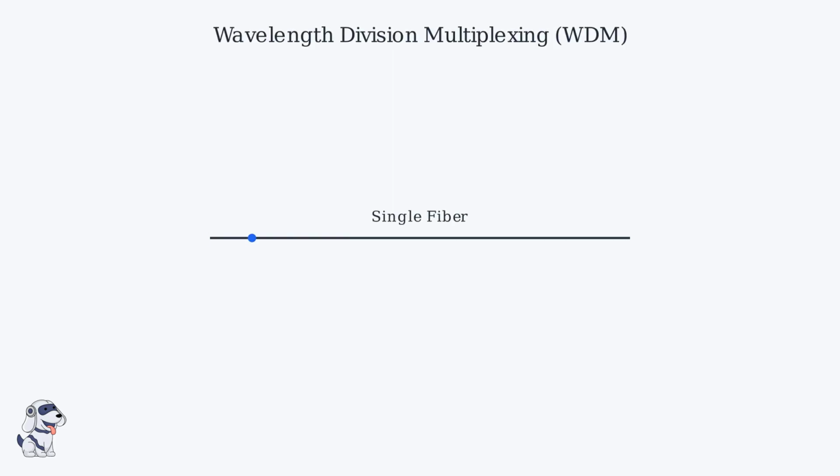A single fiber optic strand is like a highway. Without intervention, it acts as a single lane, carrying one signal at a time. Wavelength division multiplexing, or WDM, turns this single lane into many virtual lanes by assigning different colors of light to different data streams. The multiplexer combines these signals, allowing them to travel down the same fiber simultaneously without interference. At the destination, the demultiplexer separates the light back into its original component colors, restoring the independent data streams.